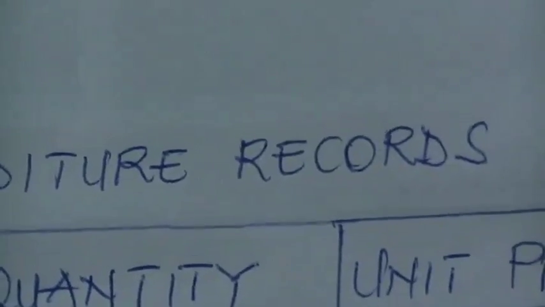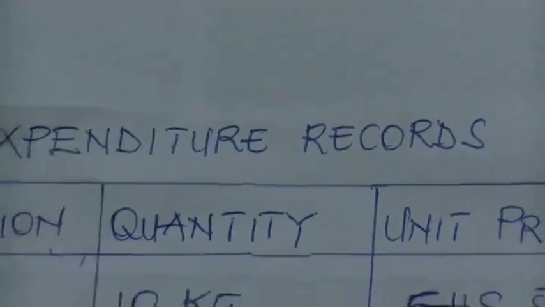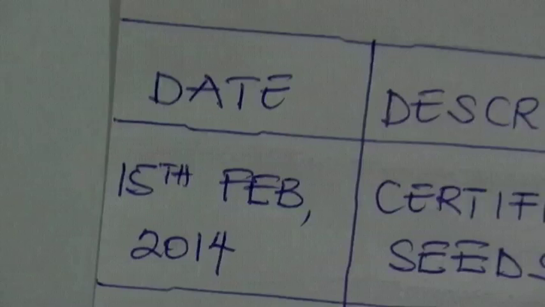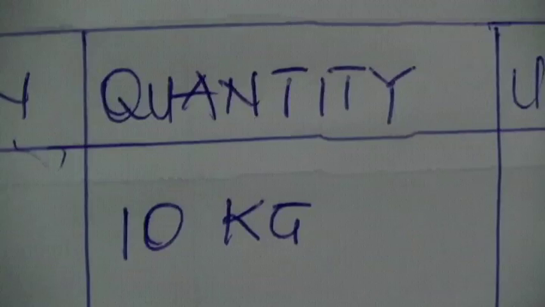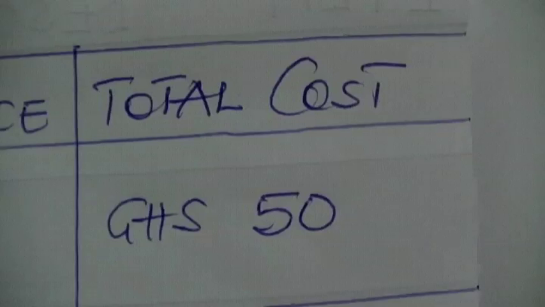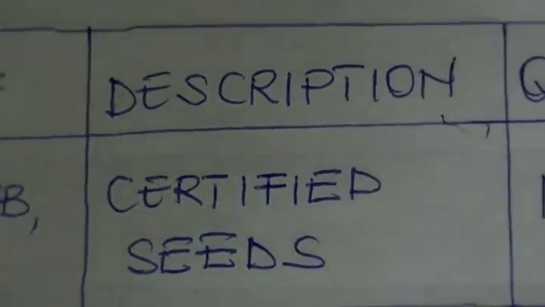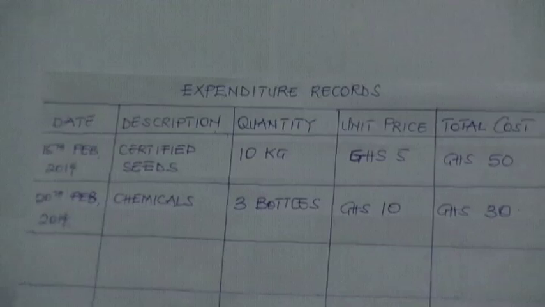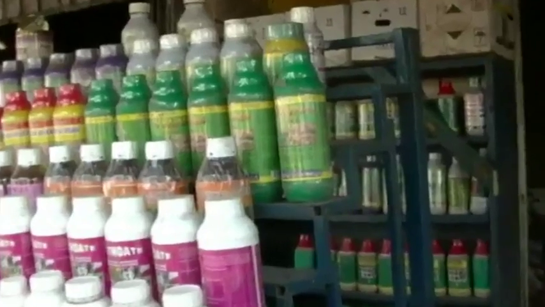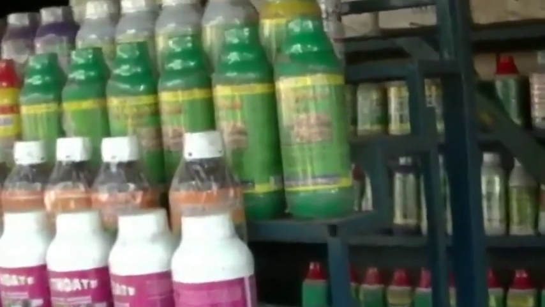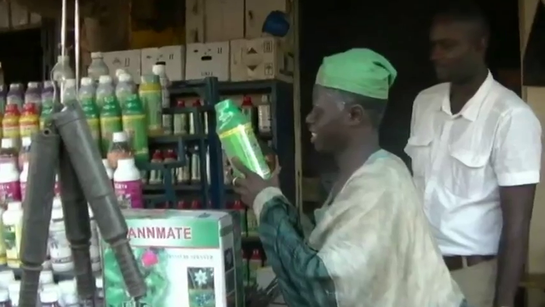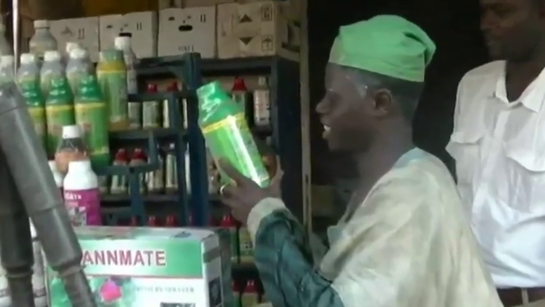For your expenditure records page, you should make 5 columns labeled date, description, quantity, unit price, and total cost. The description column should always state clearly what you are purchasing or spending the money on, such as payment for tractor services. Every time you buy something or pay for a service for your farm, you should record it on this page of your notebook.